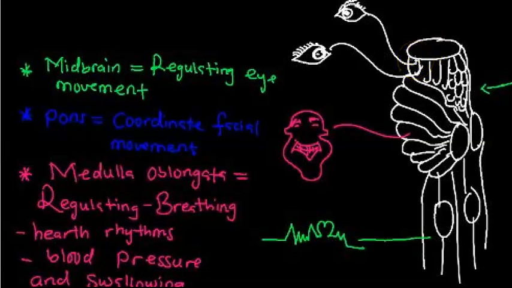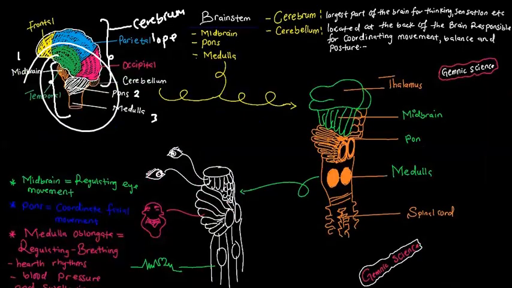Let's look at the function of the brainstem. This particular upper portion, which we call the midbrain, the top part of the brainstem, is crucial for regulating eye movement. And down here we have the pons, the middle portion of the brainstem, which coordinates facial movement. That is this part. It coordinates facial movement, hearing, and balance. And the last one which we have, the medulla oblongata, the bottom part of the brainstem, helps in regulating breathing, rhythm, blood pressure, and also swallowing.